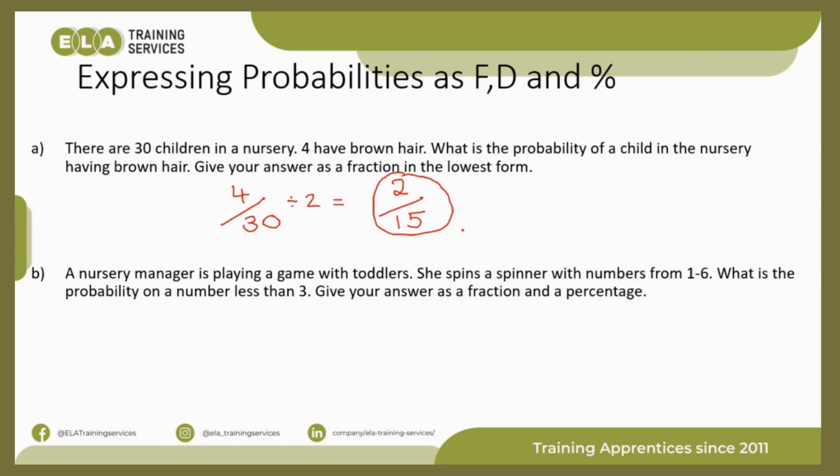Okay, let's try B. A nursery manager is playing a game with toddlers. She spins a spinner with numbers from 1 to 6. What is the probability of a number less than 3?